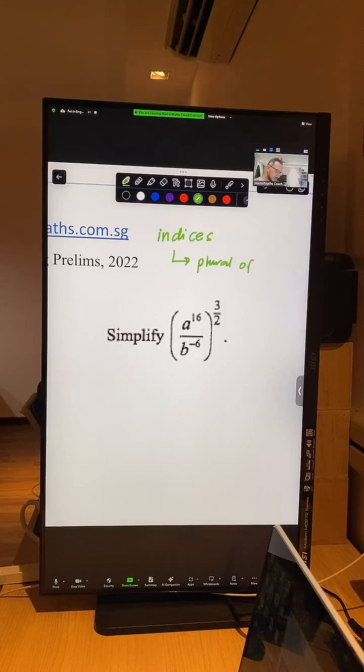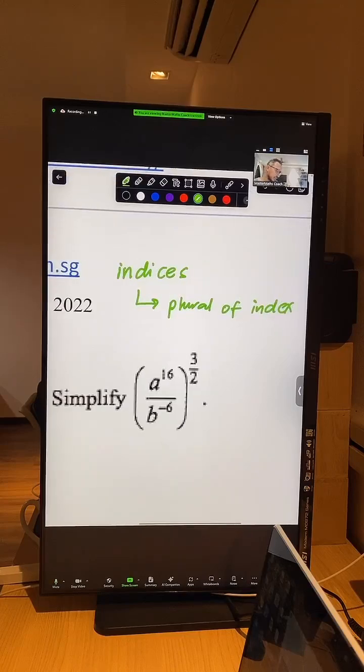Sometimes when you study maths, you must also know what these things are called. You cannot just practice without knowing what they are called. You must know what these terms are called. So this topic is the topic of indices. When we talk about indices, we have the laws of indices.